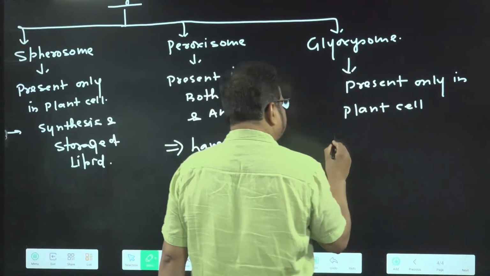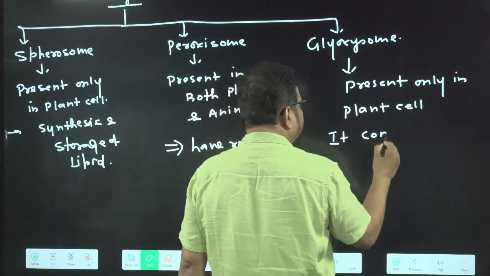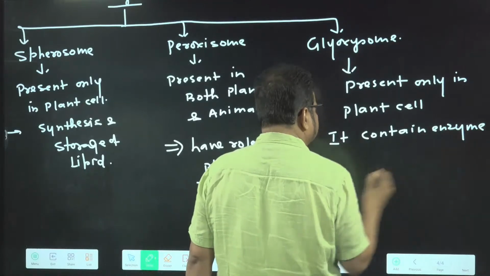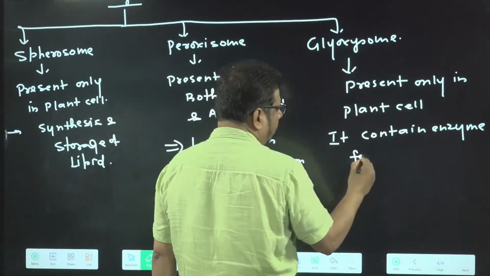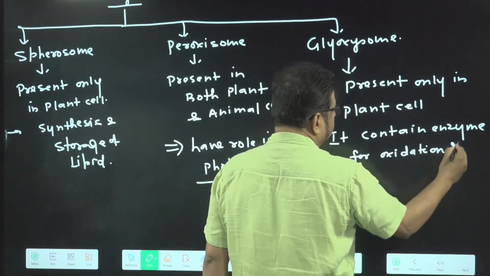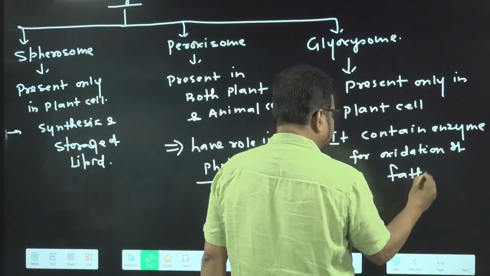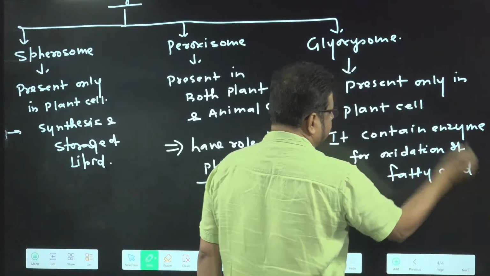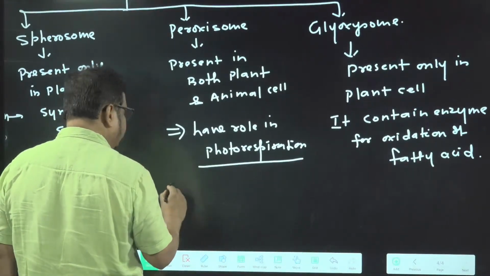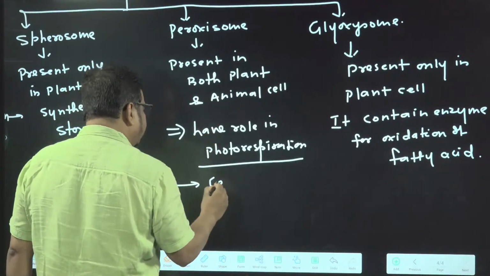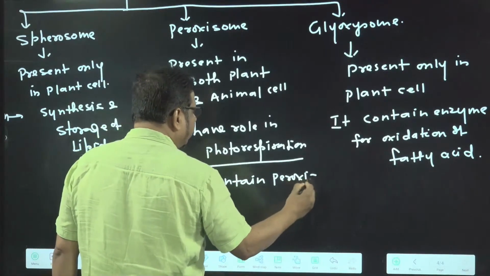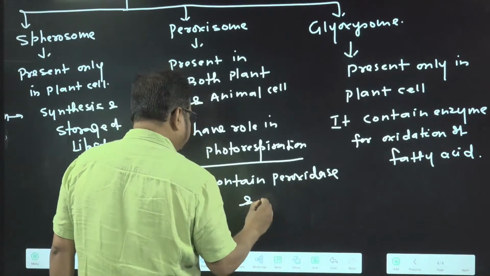Plant cell. And it contains enzymes for oxidation of fatty acid. Now in peroxisome, I also want to add one more enzyme. Peroxisome contains peroxidase and catalase enzyme.